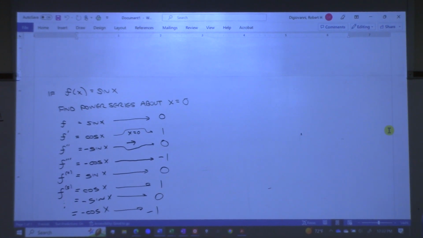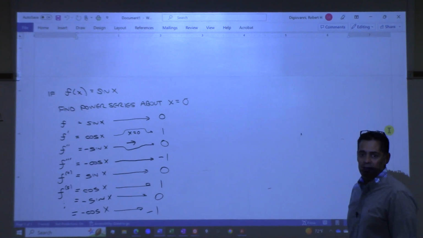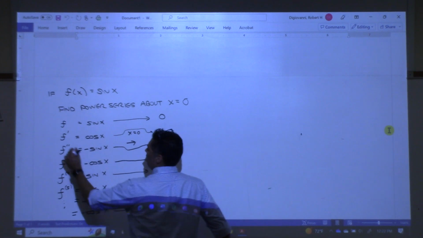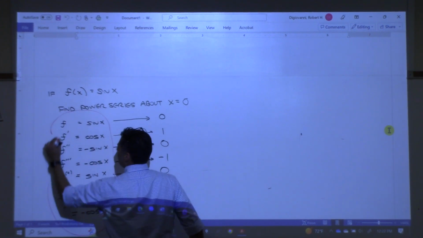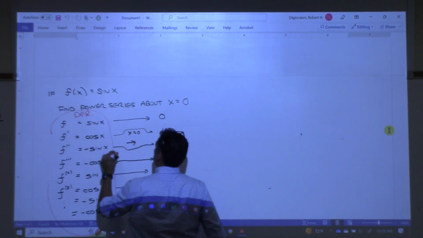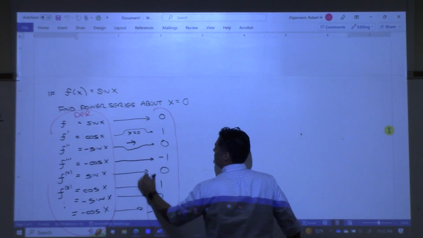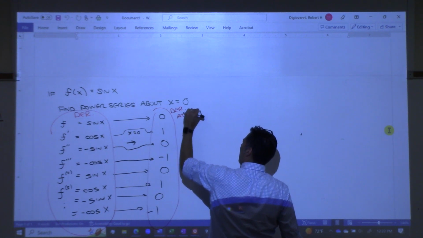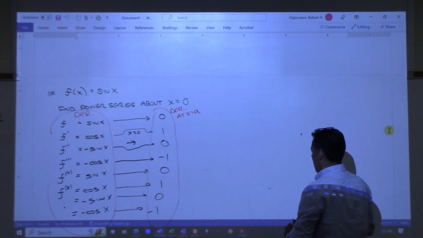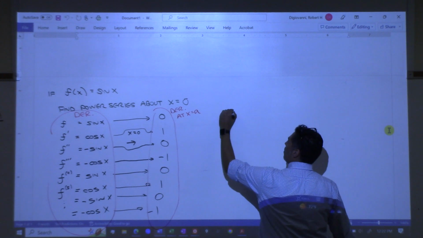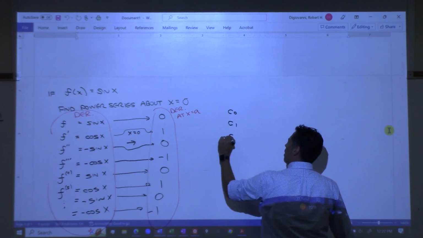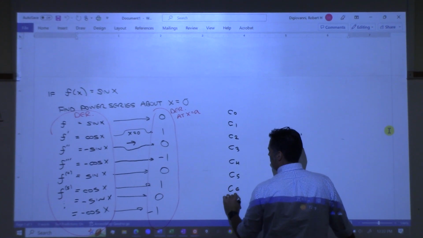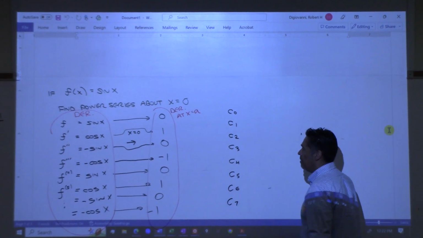So now what I'd like to do is write down what the C's are. If we're keeping track of things, these are all my derivatives at x equals a. In this case, a is 0. And the next thing I'm going to do is find what C sub 0, C sub 1, C sub 2, C sub 3, C sub 4, C sub 5, C sub 6, C sub 7 are. I don't know how many of these I'm going to need.